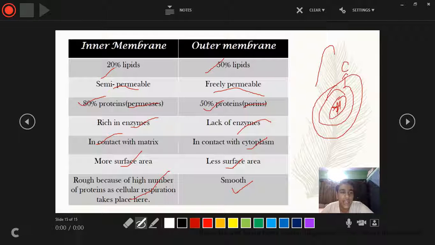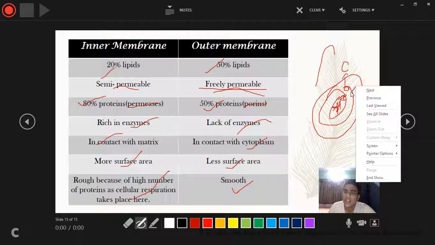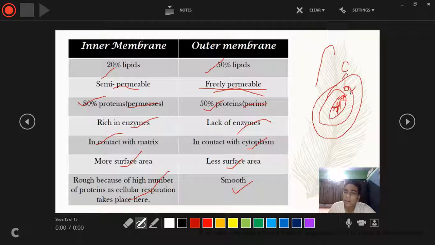Now I was telling that the outer membrane is freely permeable, anything can come in, but the inner membrane is semi-permeable, or selectively or differentially permeable. It allows only very selected materials to pass through it.